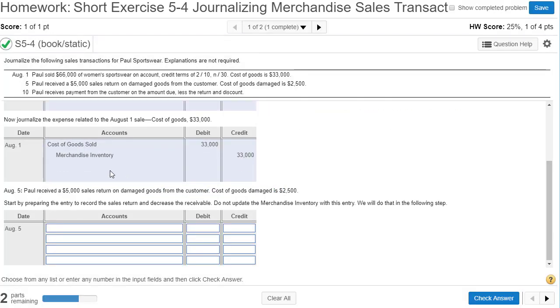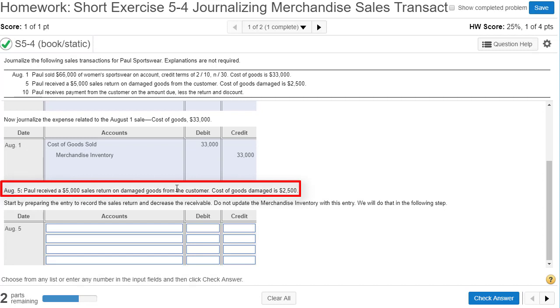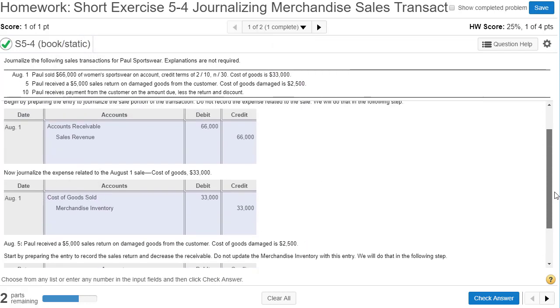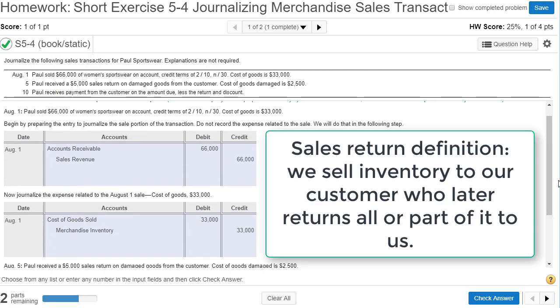Excellent. All right. August 5th, Paul received a $5,000 sales return on damaged goods from the customer. Cost of goods damaged is $2,500. So they're going to return some sportswear that cost us $2,500 that we were going to charge them $5,000. Now a sales return means we are doing the selling. That does not mean that we bought it and we're returning it to our supplier. The definition of a sales return is we sold it and our customer is returning it to us.